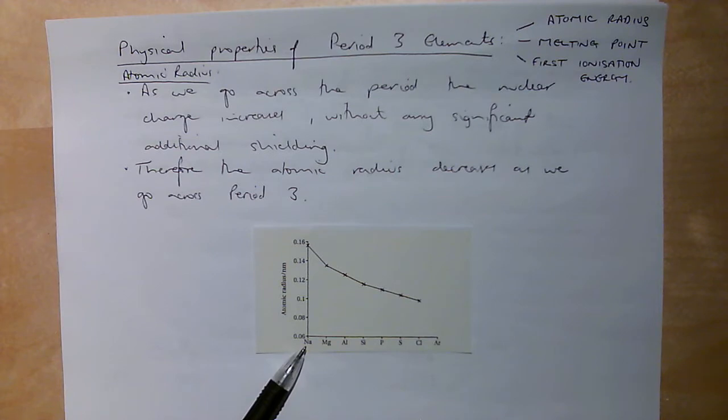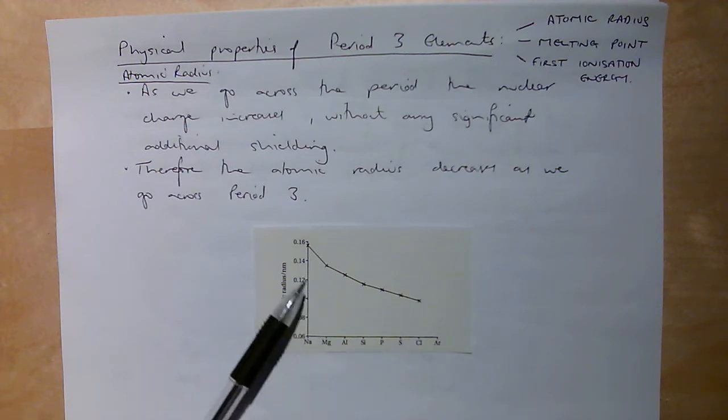So if my nuclear charge increases without any additional electron shells, i.e. without any additional shielding, then my atomic radius is going to decrease as I go across the period, because the force of attraction between the nucleus and the outermost electrons will get stronger as we go across the period.